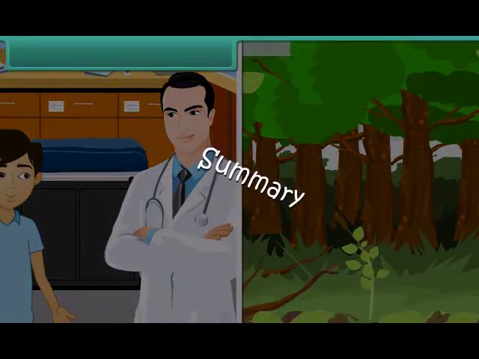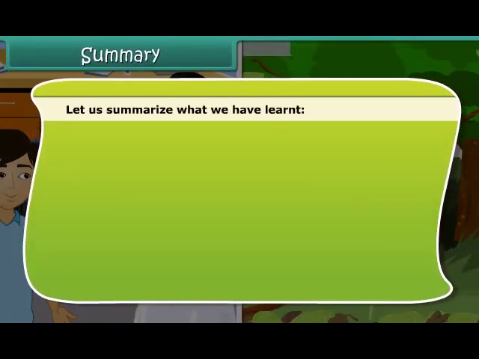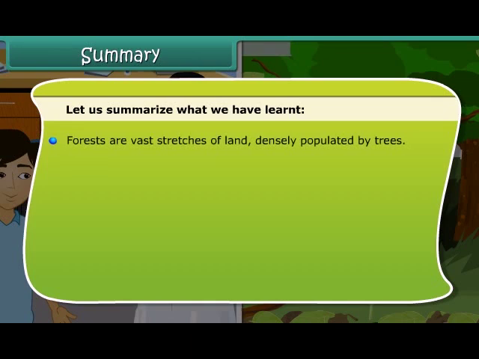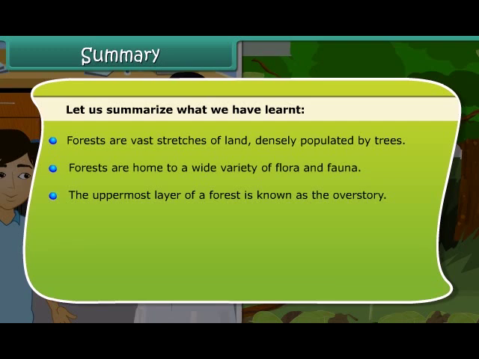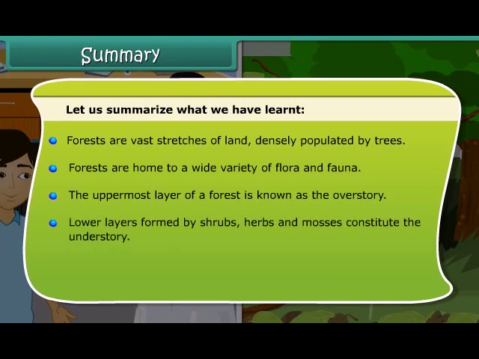Summary. Let us summarize what we have learned. Forests are vast stretches of land, densely populated by trees. Forests are home to a wide variety of flora and fauna. The uppermost layer of a forest is known as the overstory. Lower layers formed by shrubs, herbs, and mosses constitute the understory.